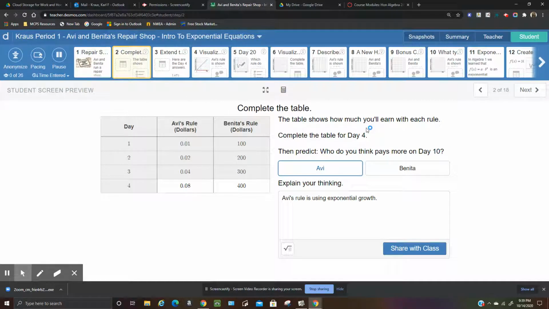So the table shows how much you'll earn with each roll. Complete the table for day 4. So this is doubling here. So 1 cent, starting with 1 cent up to 8 cents. And Benita's rule is just adding 100.